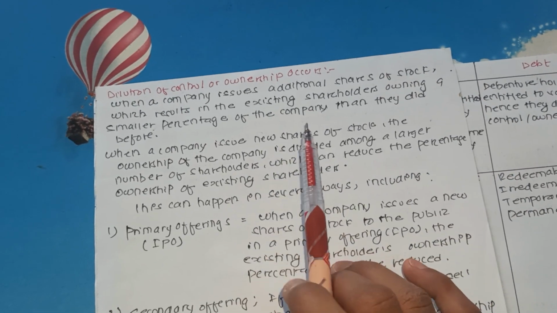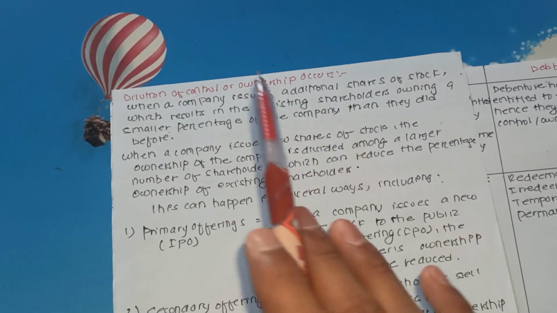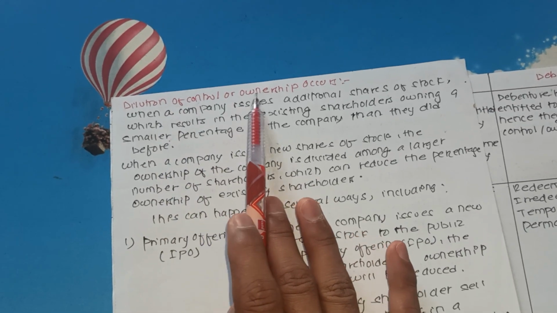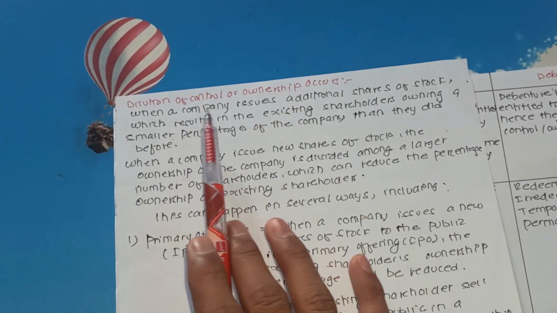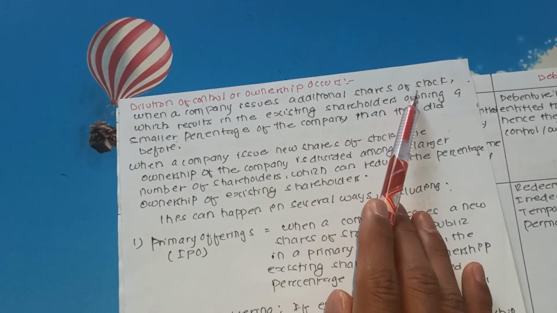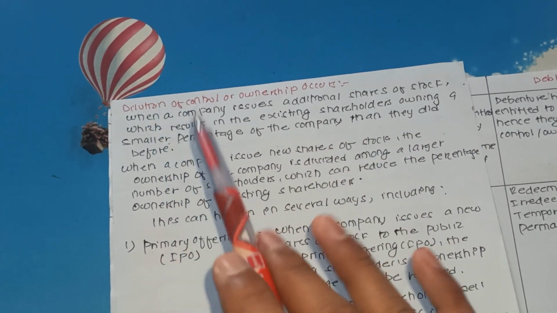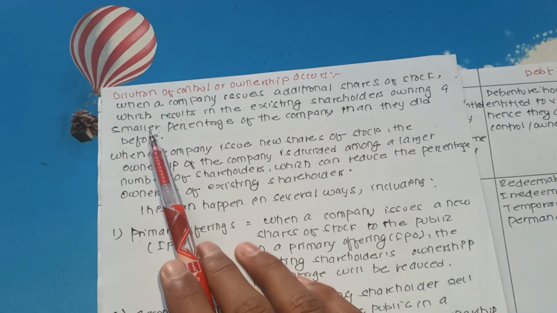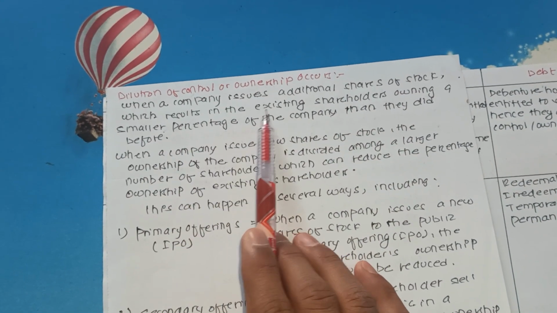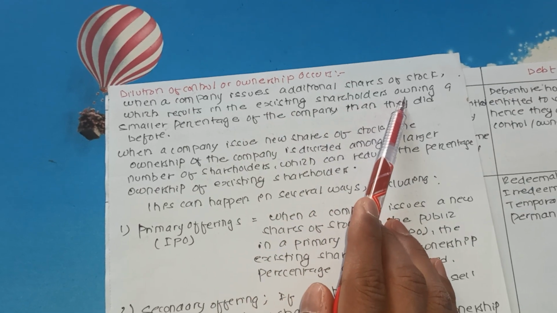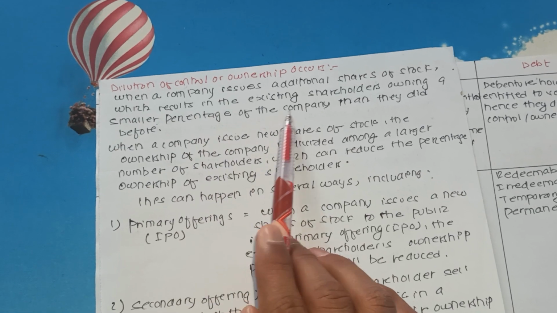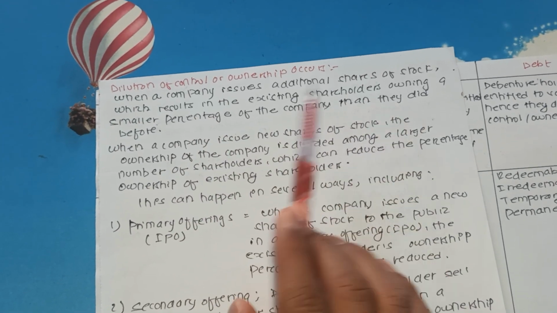Dilution of control or ownership occurs. What does dilution actually mean? Dilution of control or ownership occurs when a company issues additional shares of stock, which results in the existing shareholders owning a smaller percentage of the company than they did before.